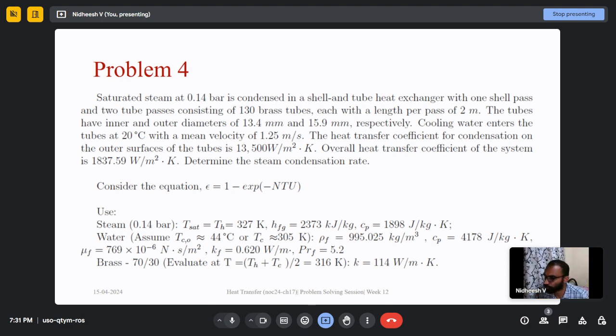Sir, what is this brass 70 by 30? Which one? Brass 70 by 30. I'm not sure actually. I think that should be some grade of brass, but at this moment I don't know what that represents. Brass has some grades, right? Maybe brass grade.